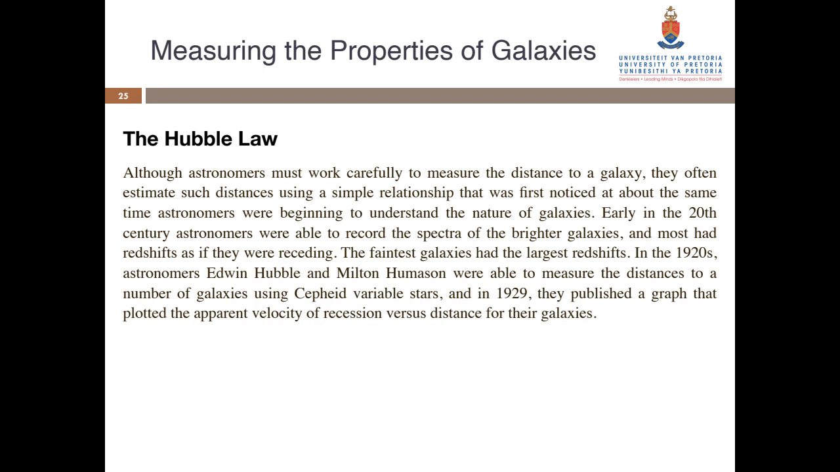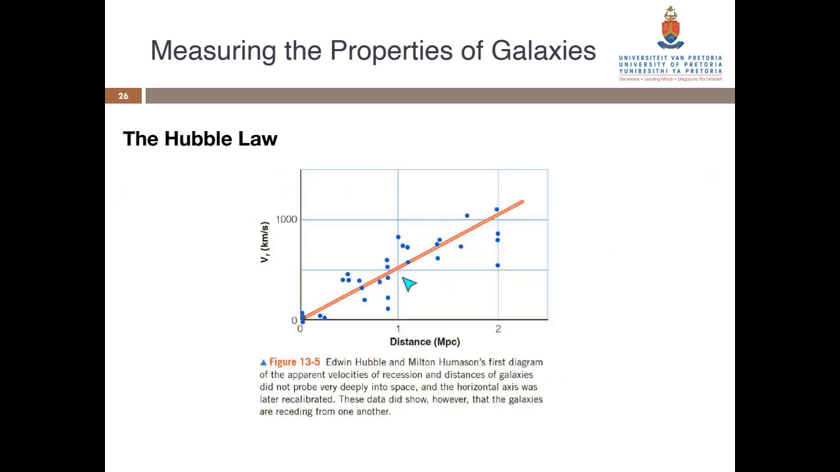In the 1920s, astronomers Edwin Hubble and Milton Humason were able to measure distances to a number of galaxies using Cepheid variable stars. In 1929, they published a graph that plotted the apparent velocity of recession versus distance for their galaxies. Here we can see Hubble and Humason's first diagram of the apparent velocities of recession and distances of galaxies. They did not probe very deeply into space, and the horizontal axis was later recalibrated. This data did show, however, that galaxies are receding from one another.